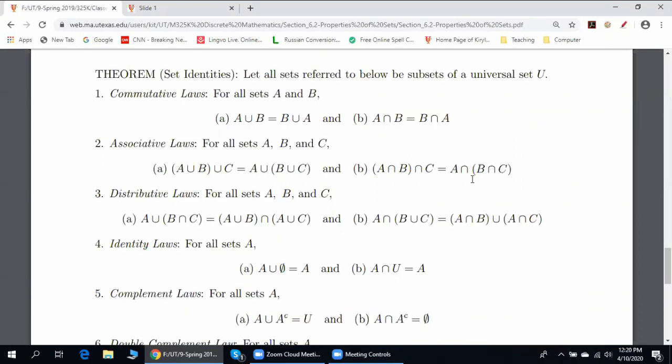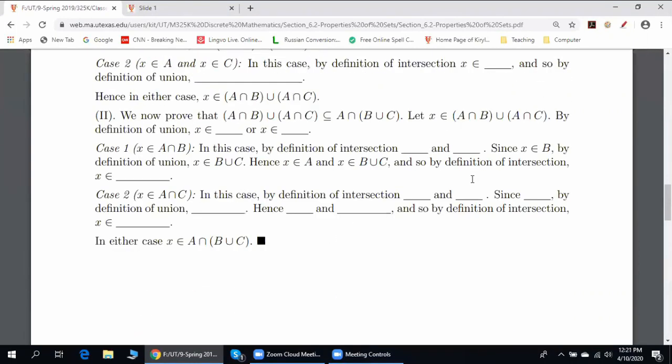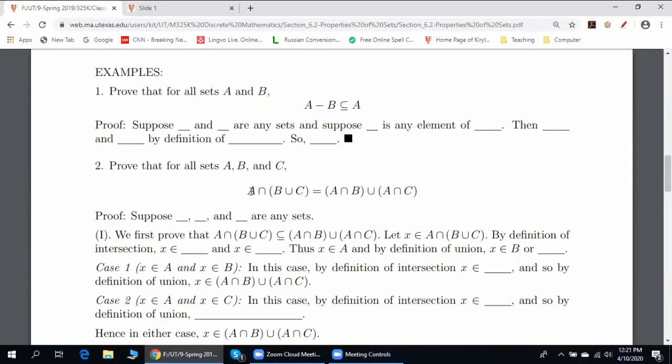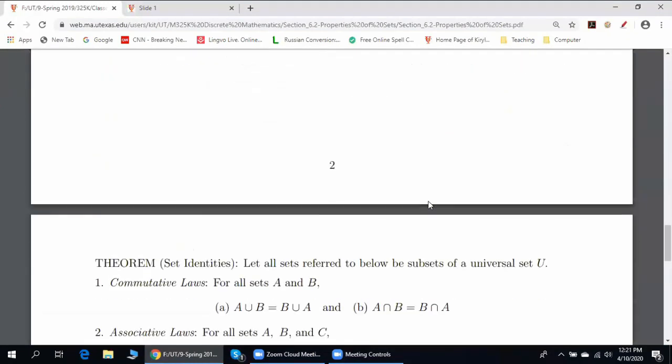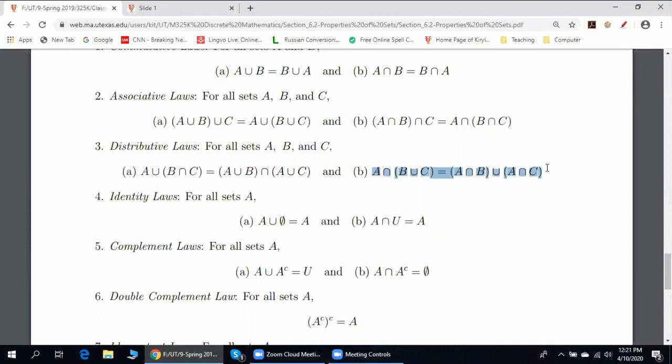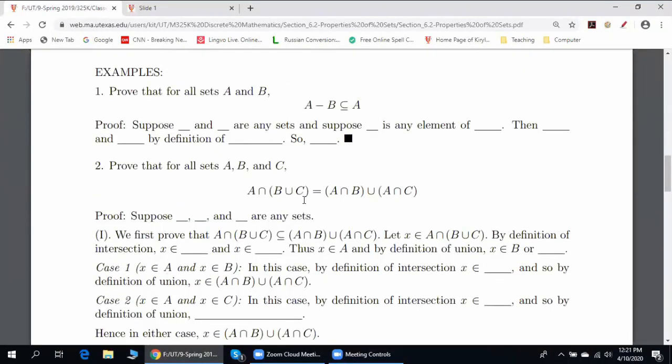Yeah, I can try to work on that. Okay, Jimin, so here let us try to prove this. This is one of the distributive laws. This law is over here. It's 3b. So let us do it together. Suppose A, B, and C are any sets.